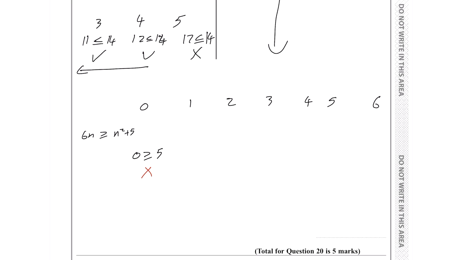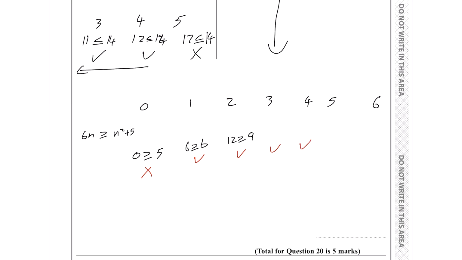If I move on, what about when n is 1? So that means we have 6 times 1, which is 6. Is that greater than or equal to 6? Yep, it's equal to it, so we can have that. So I'll put a tick there. What about 2? So 6 times 2 is 12. Is 12 greater than or equal to 2 squared, which is 4, plus 5, which is 9? Yep, that's true. So we can put a tick there. Same with 3. Same with 4.